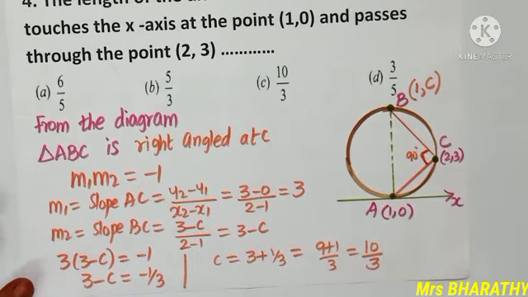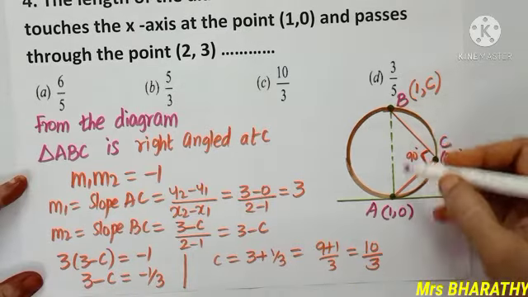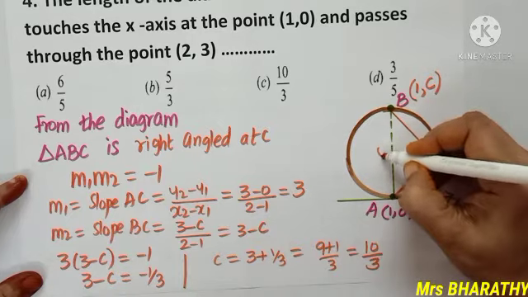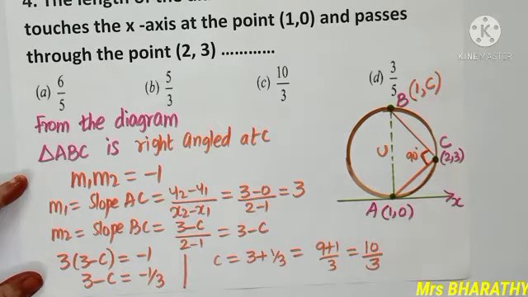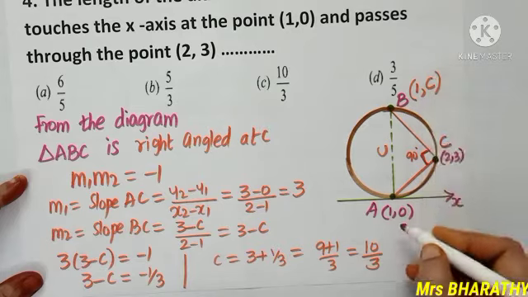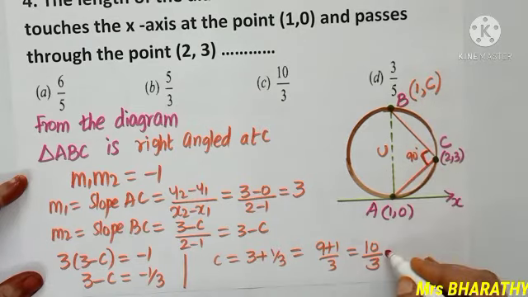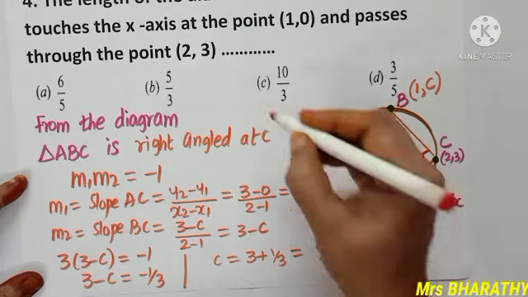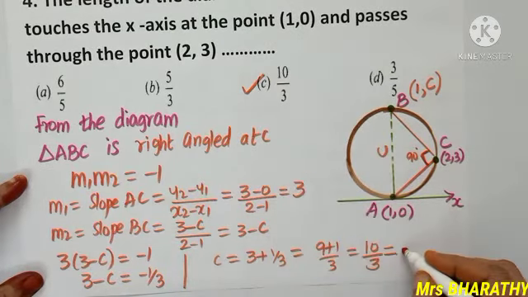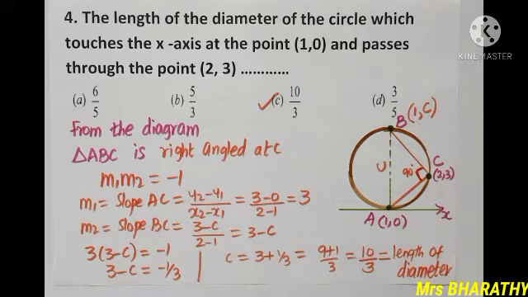My question is to find the length of the diameter. Looking at the diagram, the length of the diameter is C, isn't it? 0 to C, y value 0 to C. So the length of the diameter is C and 10 by 3 is the right option. Option C is the right choice.